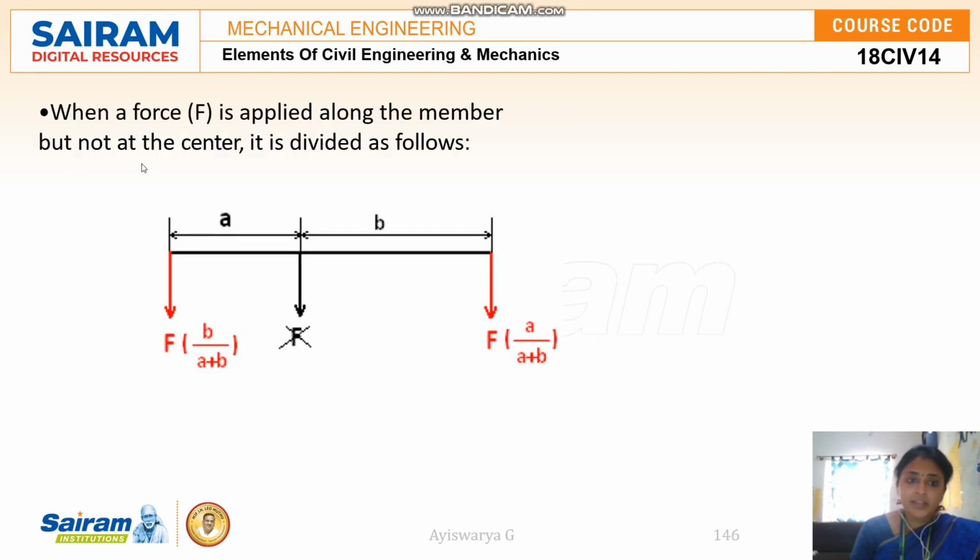When the force F is applied along the member, at the center it is divided as follows. For example, if it is applied at some distance a, b, like that you are taking, then you need to take F into b divided by a plus b, and F into a divided by a plus b. Instead of taking a plus b, in the center you need to divide it into two equal parts.